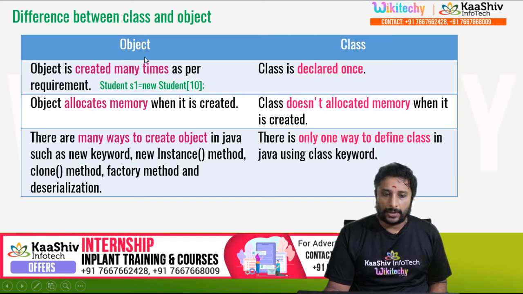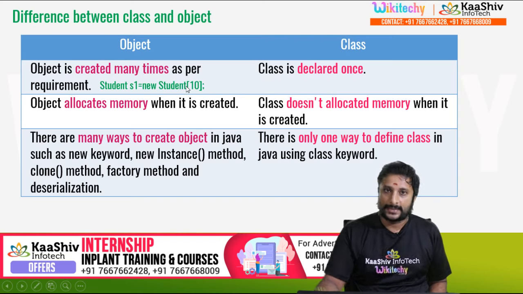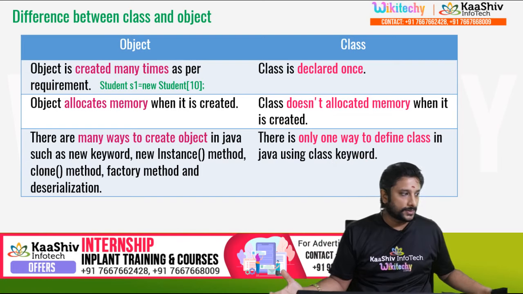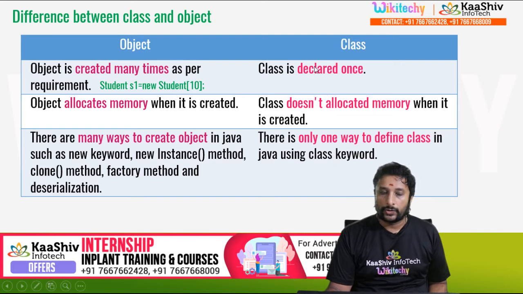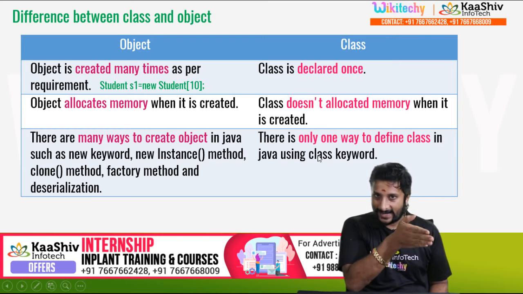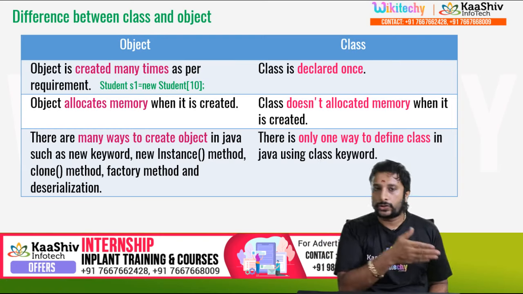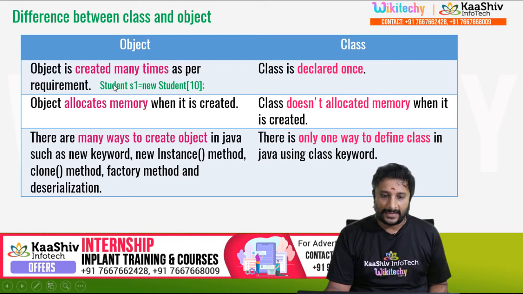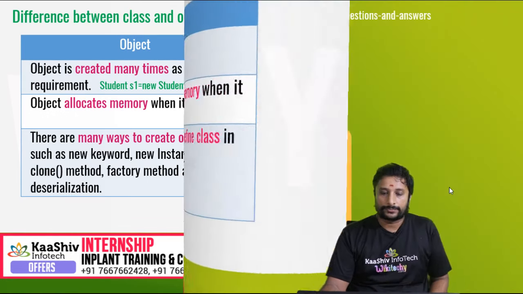An object can be created many times. Like here, an array of objects can be created from a class. So one class can have arrays of objects. A class is declared once. An object allocates memory, while a class doesn't allocate any memory. There are many ways to create an object in Java, such as the new keyword, the newInstance method, clone, factory method, and deserialization. Over here, class is the keyword. You are able to see class student is the one to create.